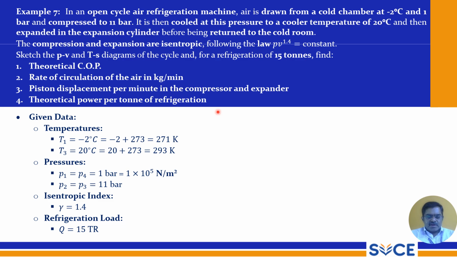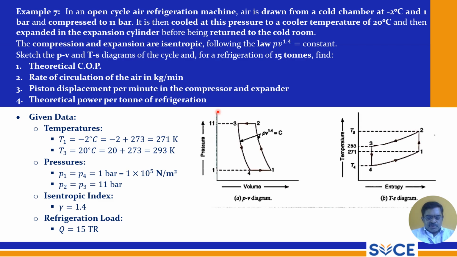So this is the given data. T1 is 271 degree Kelvin, T3 is 293 degree Kelvin. P1 equal to P4, that is equal to 1 into 10 to the power of 5 Newton per meter square. P2 equal to P3, that is equal to 11 bar, that is equal to 11 into 10 to the power of 5 Newton per meter square. Gamma equal to 1.4, Q equal to 15 tonnage of refrigeration, and PV diagram is shown here.